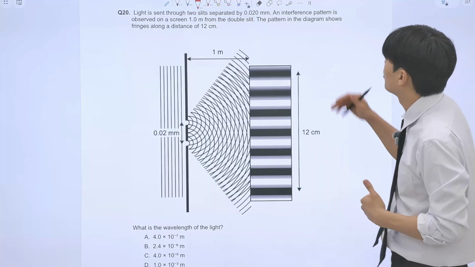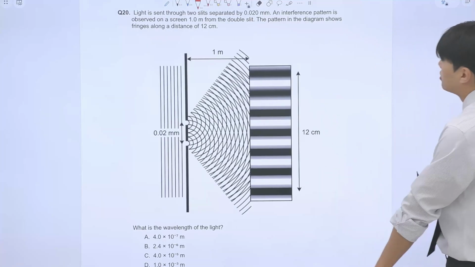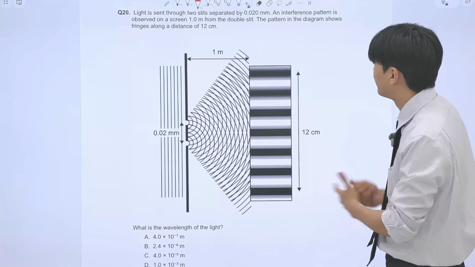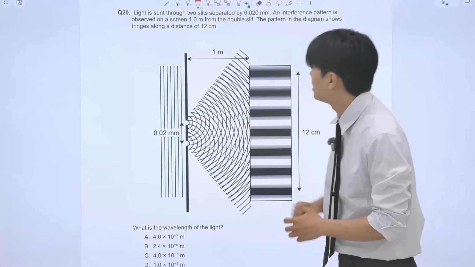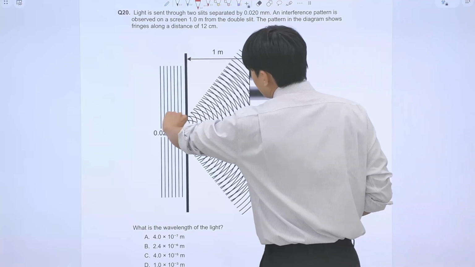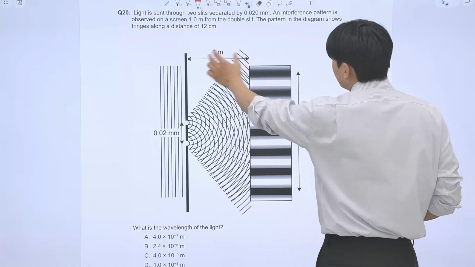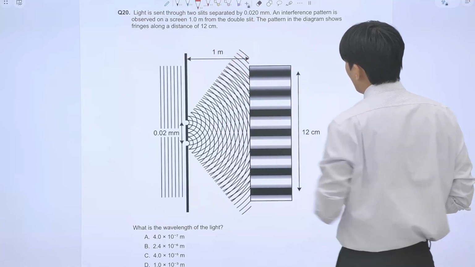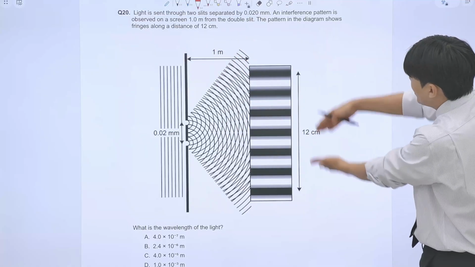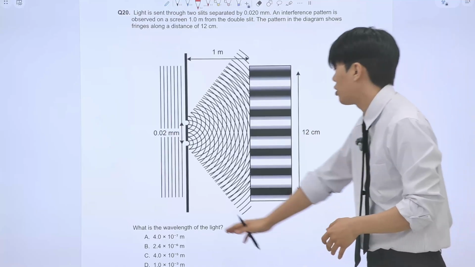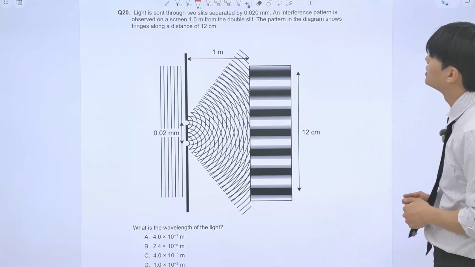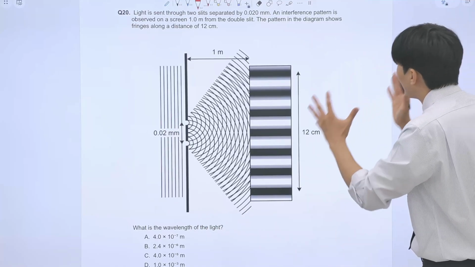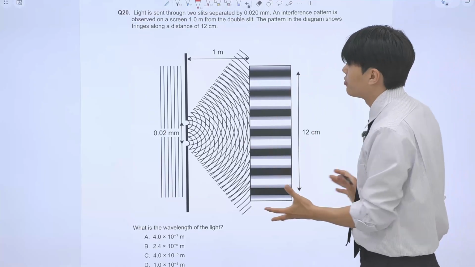All right, next we have question 20, which looks like double slit interference, right? Because you have two slits, and their slit separation is 2 millimeters, and the distance between the slits and the screen is 1 meter, and the bandwidth is about 12 centimeters. So they ask what the wavelength is. The hint is that we have to be able to read this diagram properly.